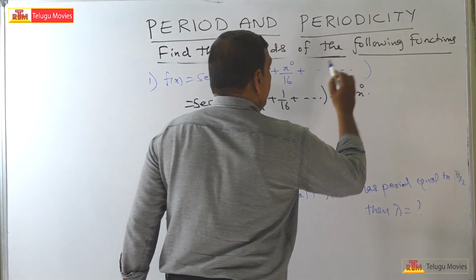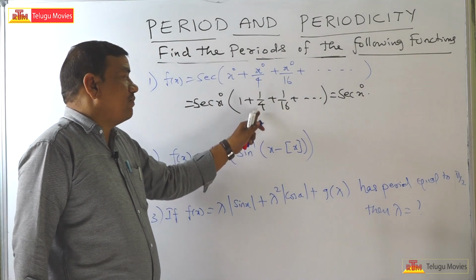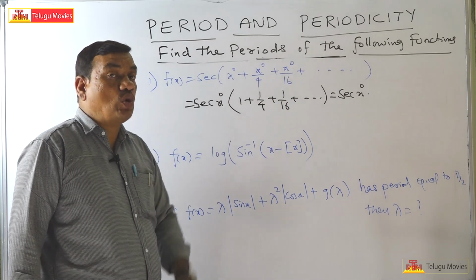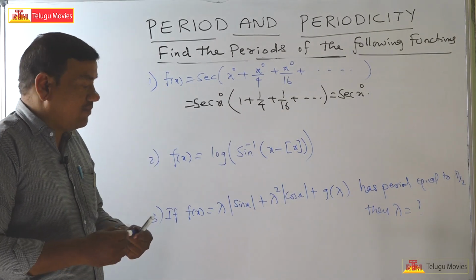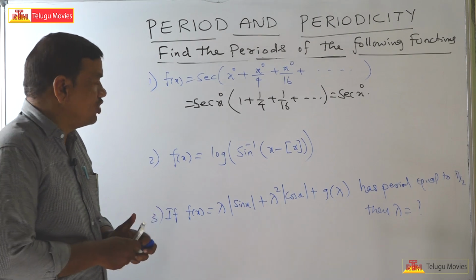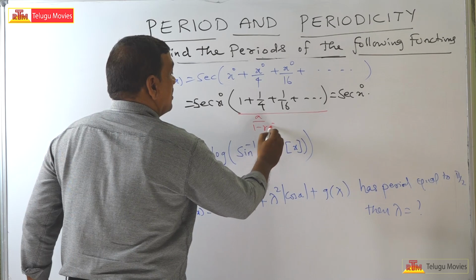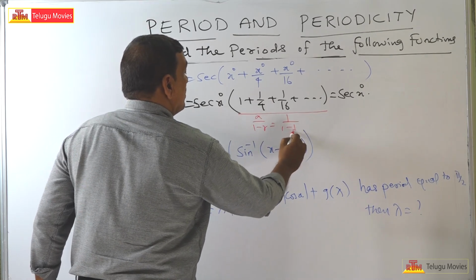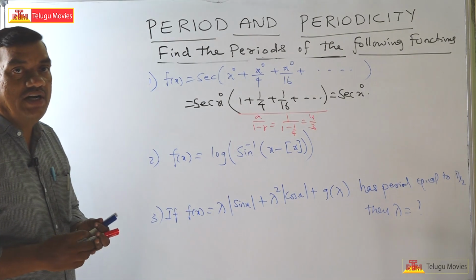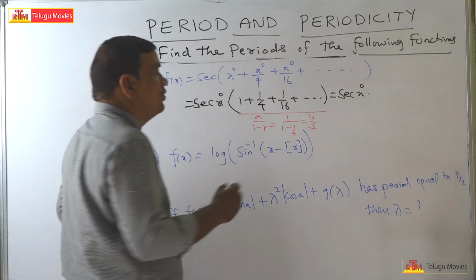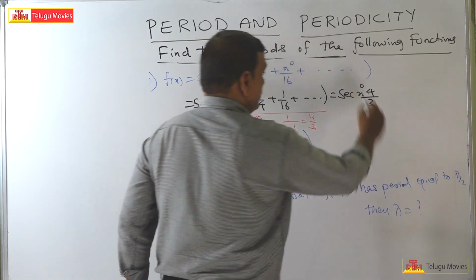Secant of x degrees into 1 plus 1 by 4 plus 1 by 16 and so on. So this is an infinite geometric progression, and its value is a by 1 minus r. a is 1, r is 1 by 4. This is 4 by 3. Understand this up to here? So this value is 4 by 3.